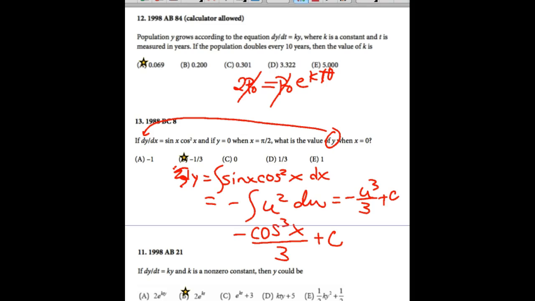Yeah, it's got to be 0 when I do cosine pi over 2. What is the cosine of pi over 2? 0. So C is 0. So there's my function. And I'm supposed to figure out, what does it say? When x is 0. Well, that's easy. What's cosine 0? 1. That's negative 1/3 for B, and we're done.